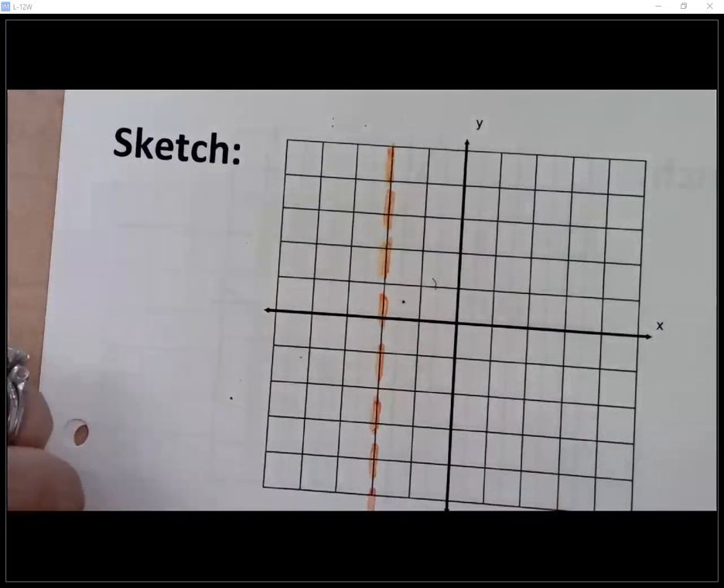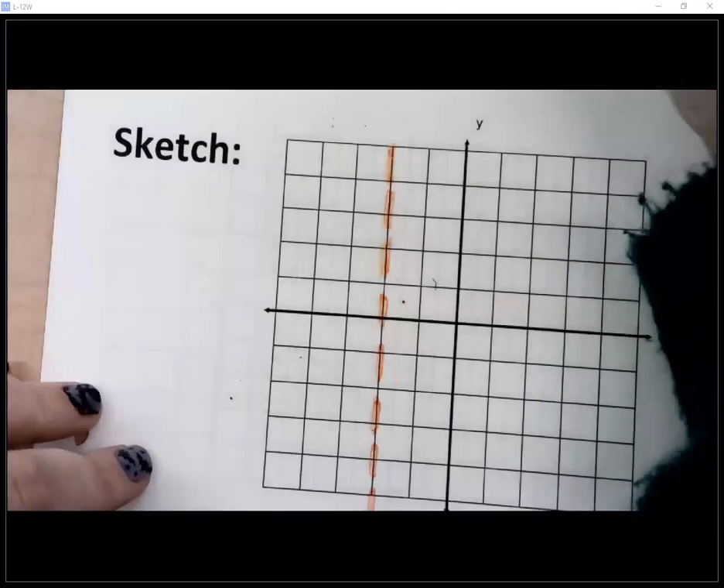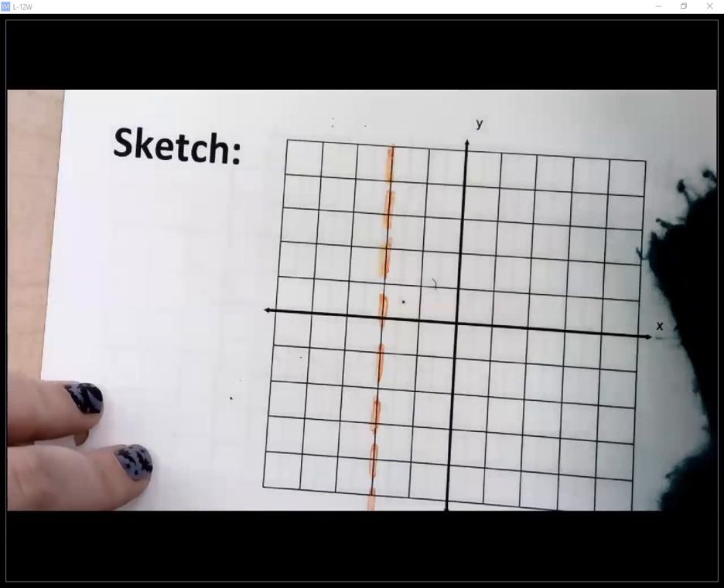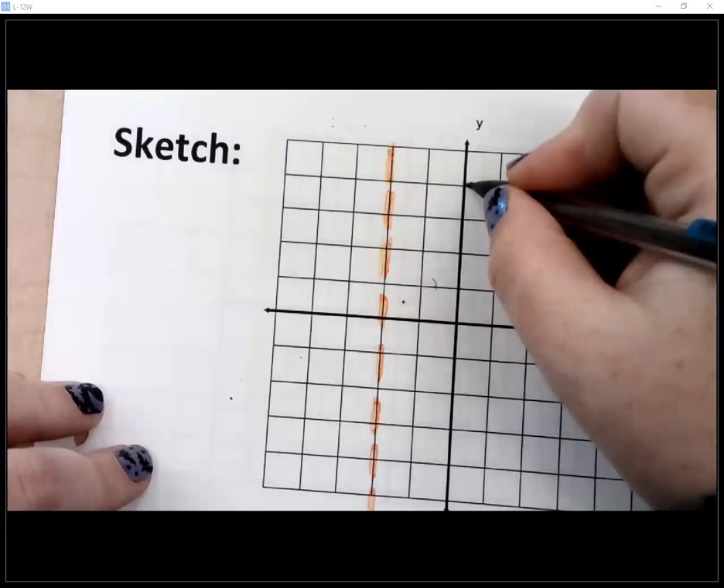So here you have some options. I don't really care what you do, but how would you normally graph 2x plus 4? Y equals 2x plus 4. Where do you start? You start at 4 on the y-axis, and then you go up 2/1, right?